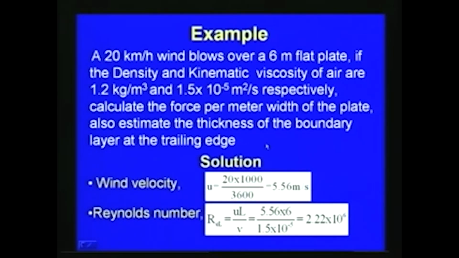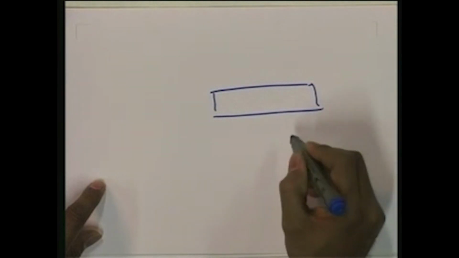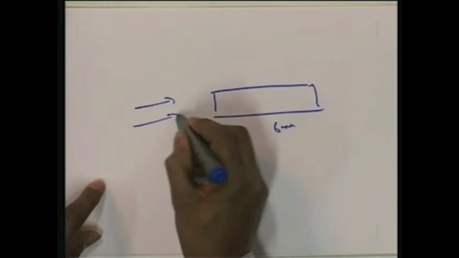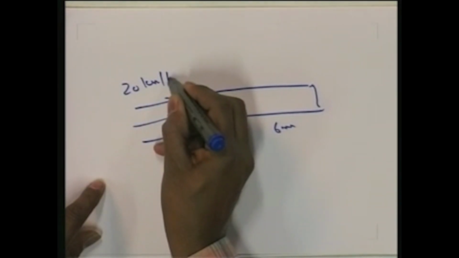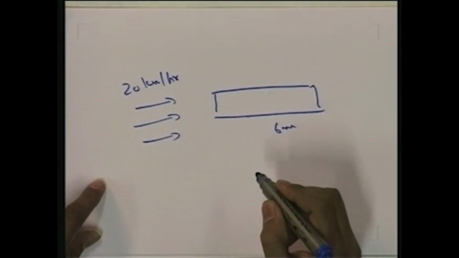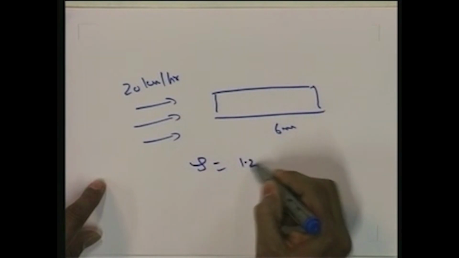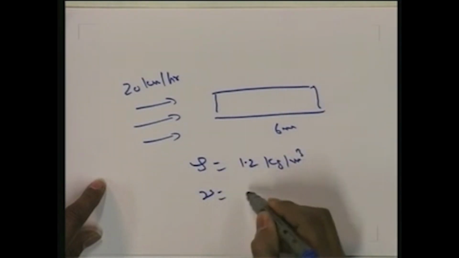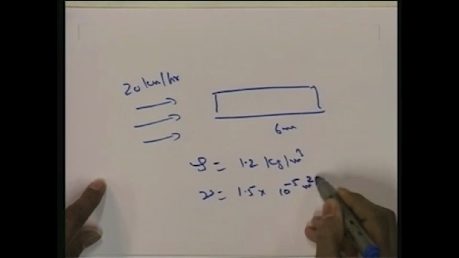So, here the problem is that we have a flat plate of size 6 meter, and a 20 km/h wind is coming, and the density of the air rho is 1.2 kilogram per meter cube and the kinematic viscosity is 1.5 into 10 to the power minus 5 meter square per second.